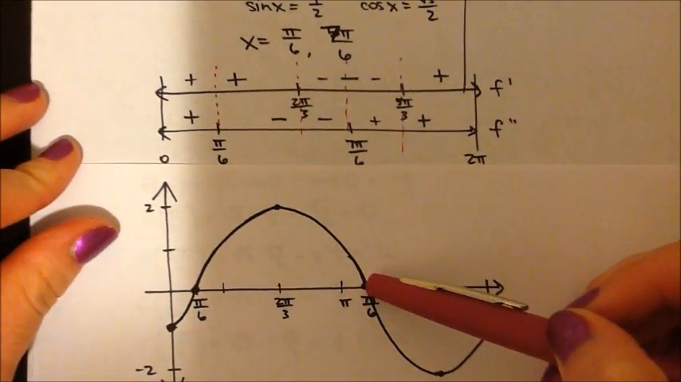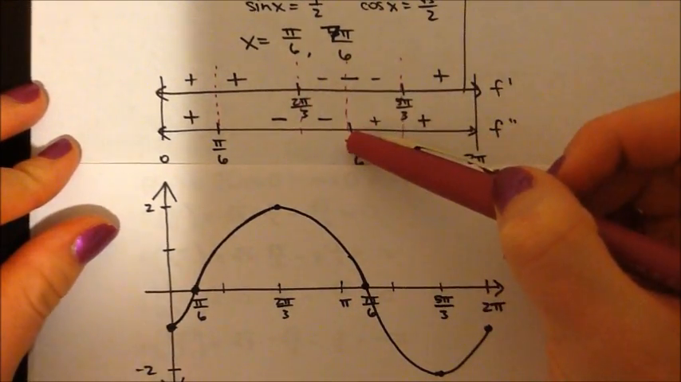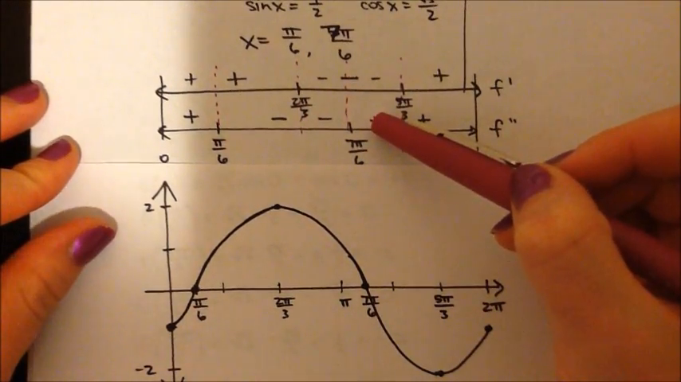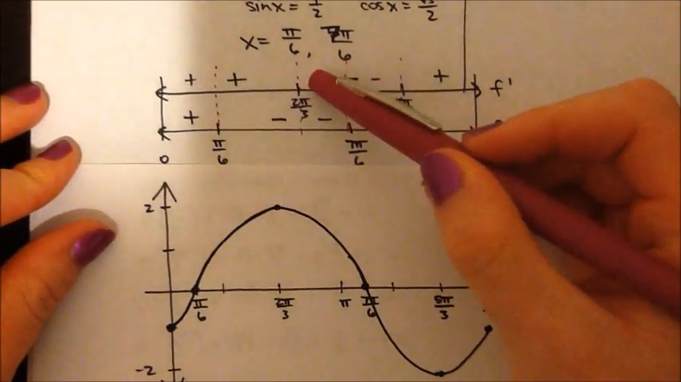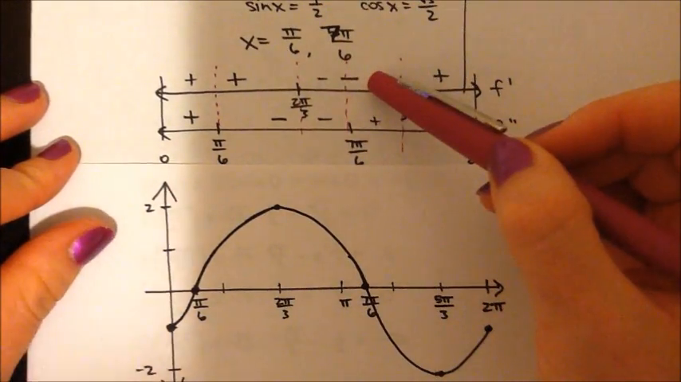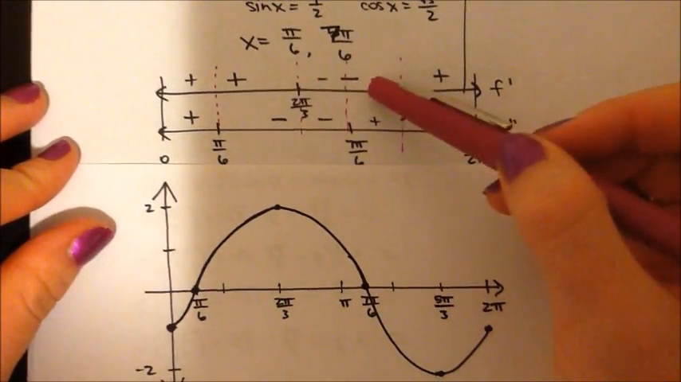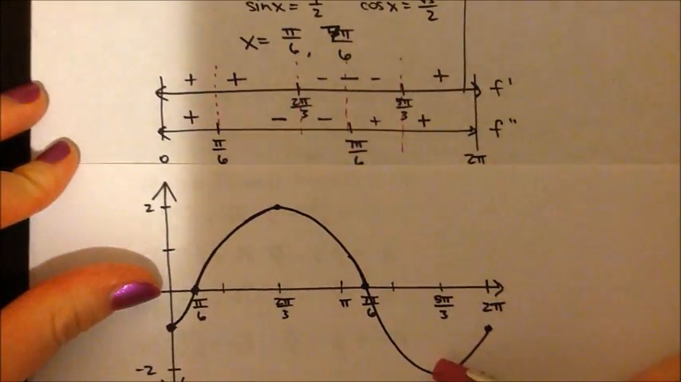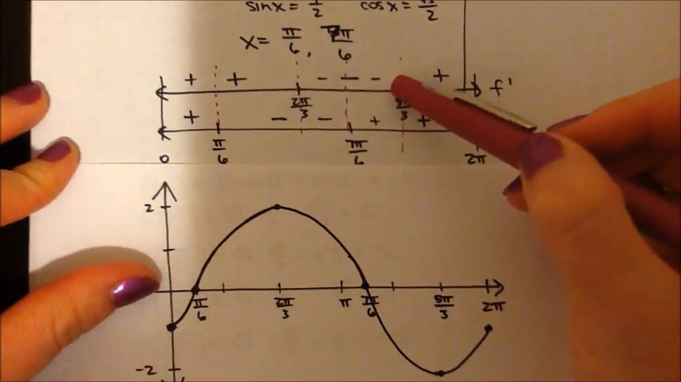Right here at pi over 6, I have an inflection point, which you can see on the second derivative sign chart. My concavity changes. There's a sign change for the second derivative. Again, though, my decreasing feature has not changed, because I still have a negative first derivative. And then right here, what changes is the first derivative. So that is why this point right here at 5 pi over 3 is a local min.